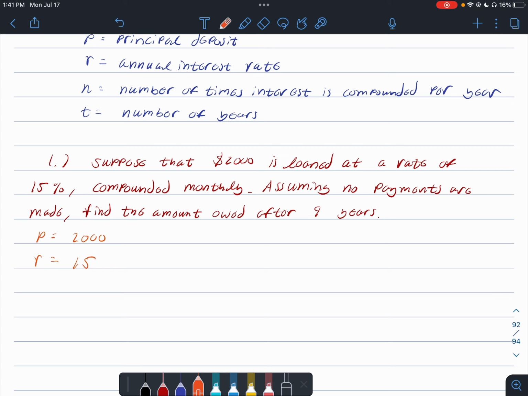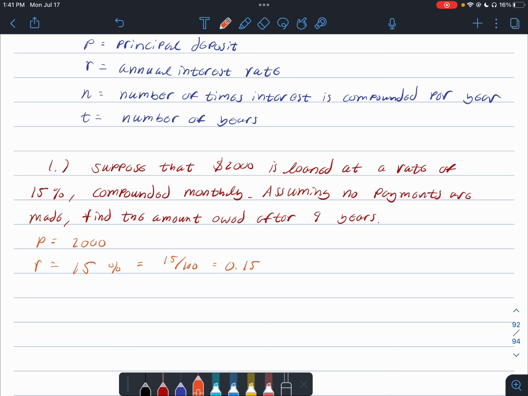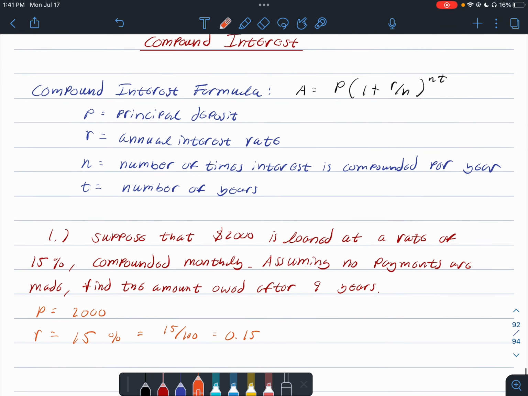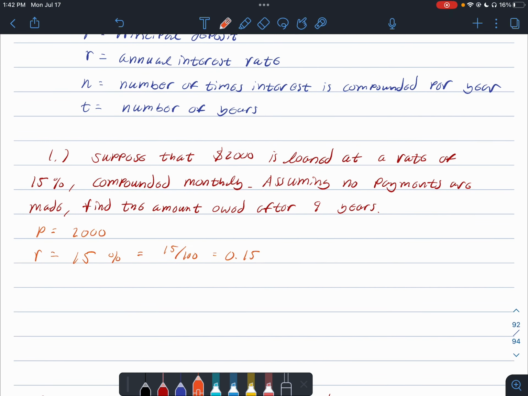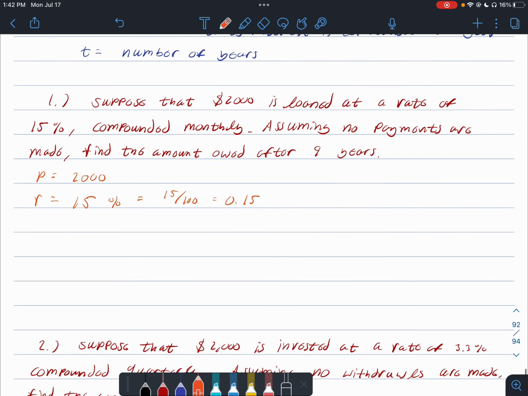Alrighty. But we also want to express this as a decimal. So let's go ahead and do that. It'd be 15 divided by 100, and that'll give us 0.15. All right, so just like in the last one, we want to make sure this is expressed as a decimal and not just as a whole number. If you have a whole number, this is going to be a crazy calculation here. So make sure you write your interest rate as a decimal instead of just as the percentage.